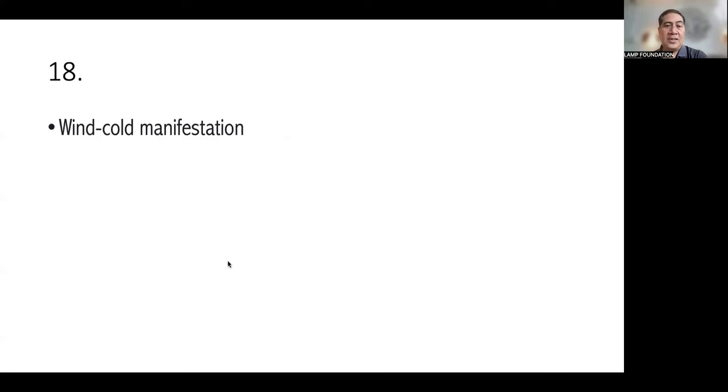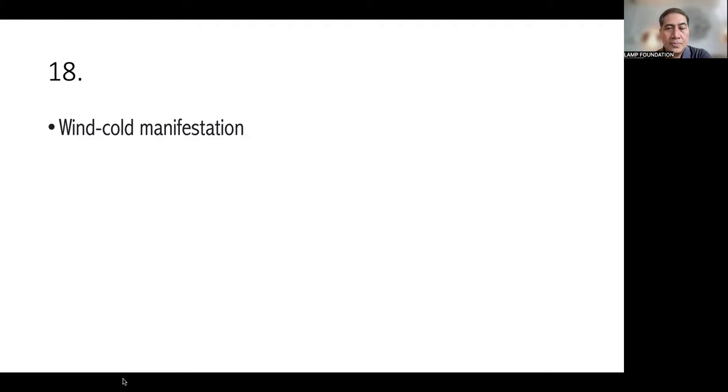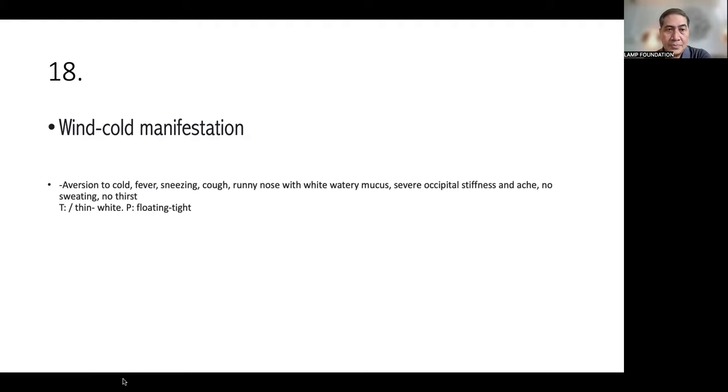What are the manifestations of wind cold? There's aversion to cold, fever, sneezing, cough, runny nose with white, watery mucus, severe occipital stiffness and ache. There's also no sweating, no thirst. The tongue will have a thin white coating, and the pulse will be floating and tight. Very easy, no? Runny nose: observe the mucus, white watery. Severe occipital stiffness and ache. No sweating, no thirst.